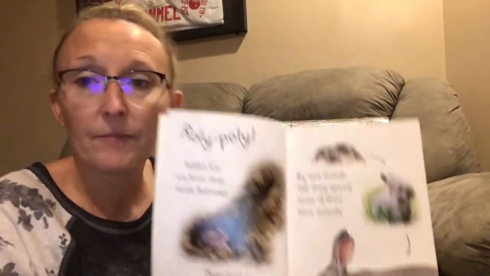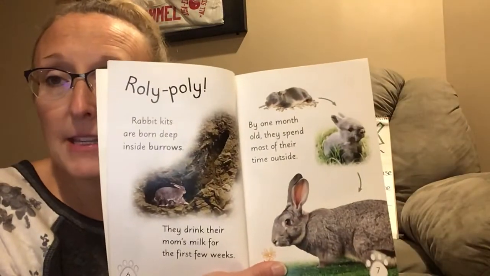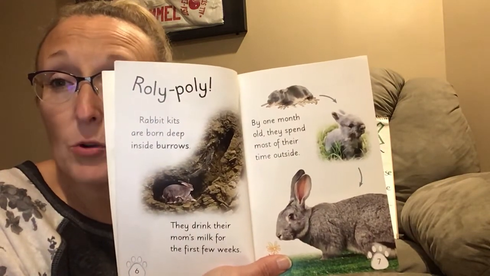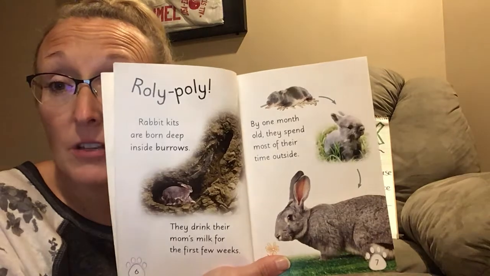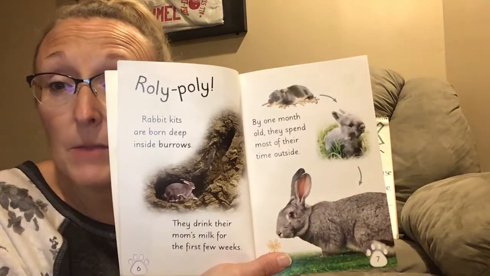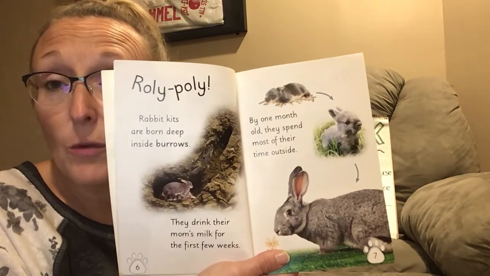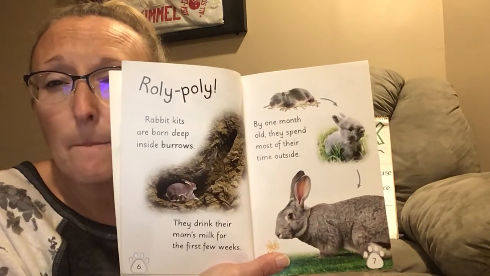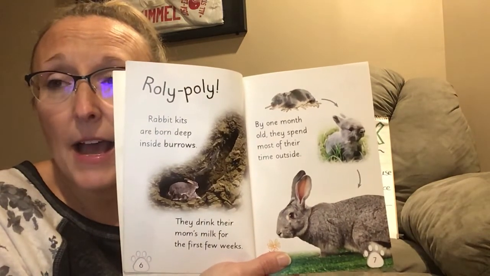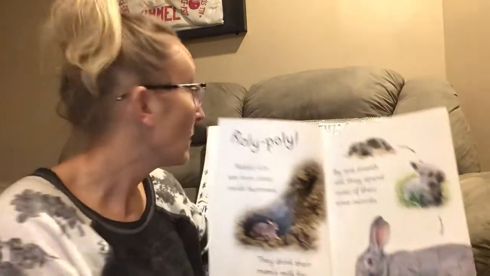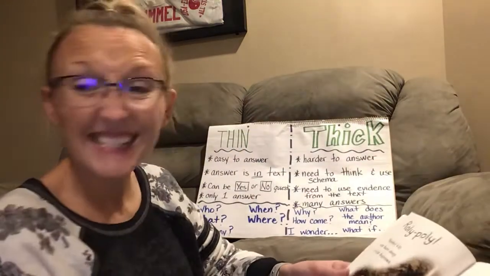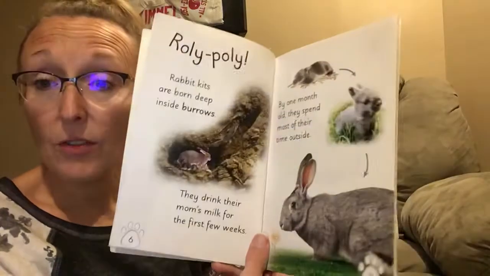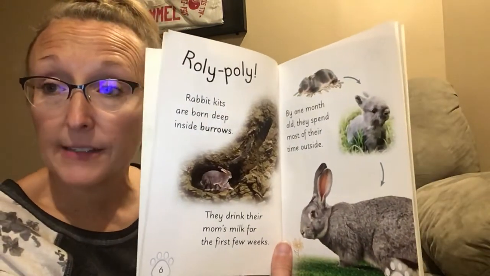Let's try some more. This section's about baby rabbits. Roly-poly. Rabbit kits are born deep inside burrows. They drink their mom's milk for the first few weeks. By 1 month old, they spend most of their time outside. Okay, so let's see. Let's ask a thin question first.